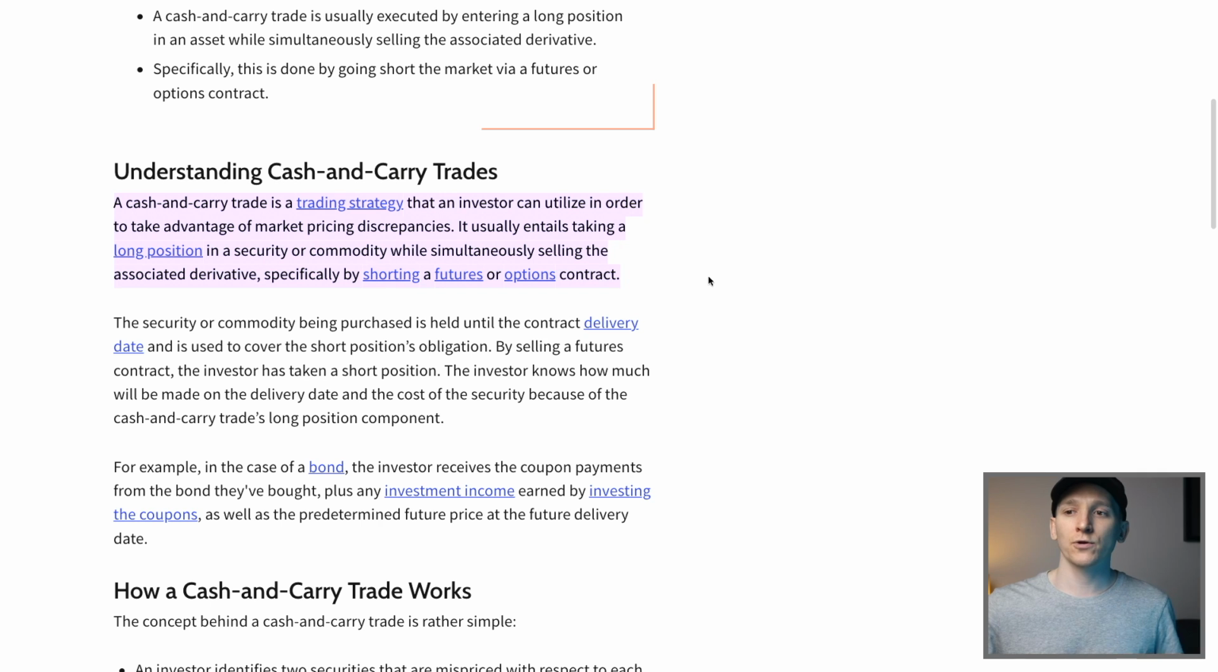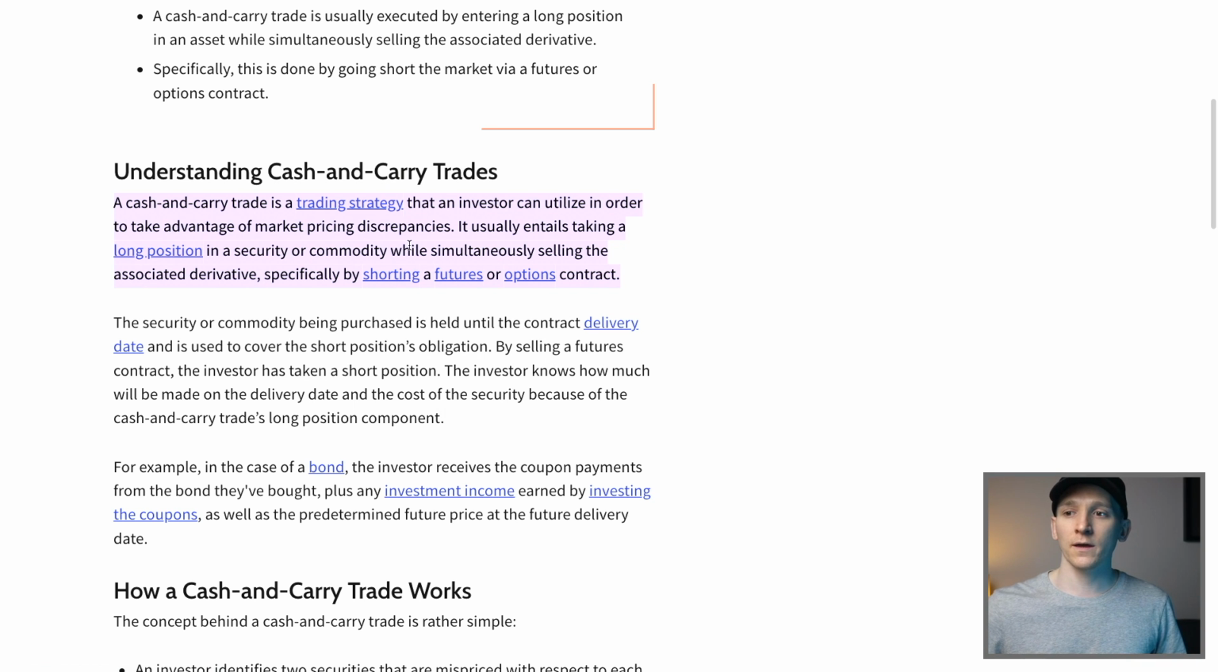A cash and carry trade is a trading strategy that an investor can utilize in order to take advantage of market pricing discrepancies. It usually entails taking a long position in a security or commodity. For crypto, what we would be doing is taking a spot long position in one of the cryptos that we think this would work with. So actually taking cash and buying a long position in the actual crypto. Now that's great because you can do that on Binance and other exchanges and take that spot long position.